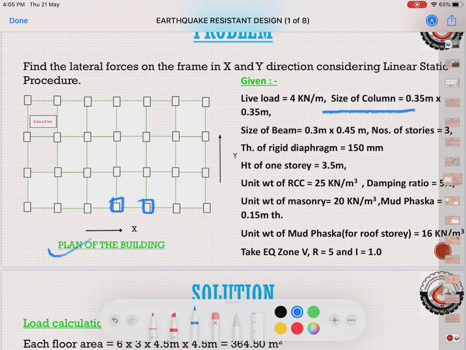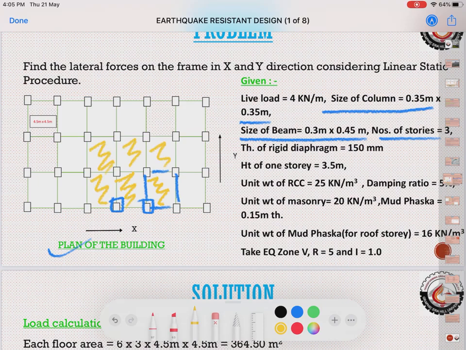All of those small rectangular boxes that you are seeing here are columns. What is the dimension of a column? Each column is 0.35 meter by 0.35 meter. Then the horizontal green lines are beams. The size of a beam is 0.3 meter thick and 0.545 meter deep. And this is a 3-story building.